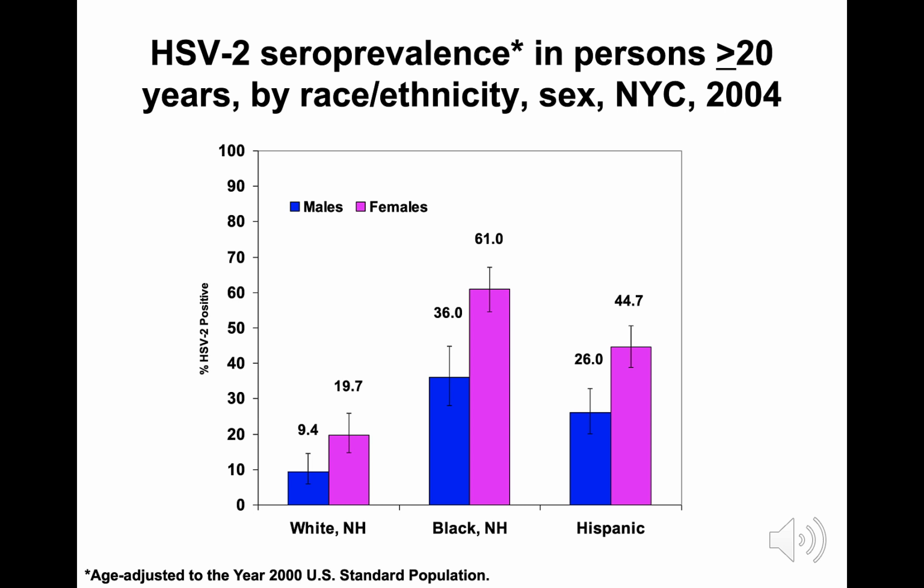These data, again, taken from the City HANES, show herpes seroprevalence by race, ethnicity, and sex among New Yorkers. And what you see here most immediately is that in every subgroup, every race, ethnicity defined subgroup, women have a higher seroprevalence than men. But that also there are vast differences in the seroprevalence by race, ethnicity, such that white non-Hispanics have the lowest seroprevalence in both men and women, and black non-Hispanics have the highest seroprevalence of all these three groups displayed, with non-Hispanic black women having a 61% seroprevalence.